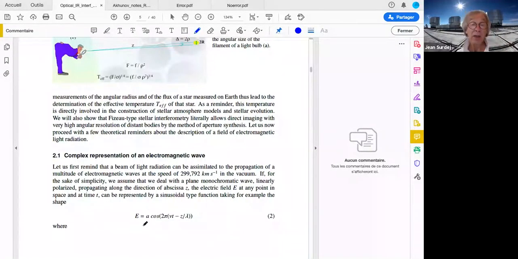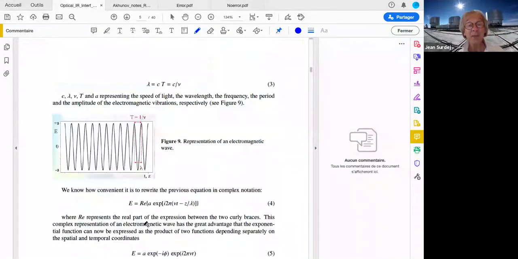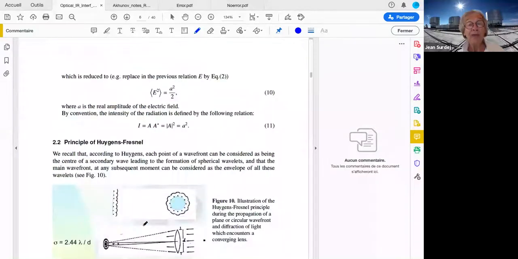In this first lesson, when you visualize it, you will see that we represent the wave with a certain function. Then we tackle the Huygens-Fresnel principle to understand how an image at the focal plane of a telescope or of an interferometer gets formed. But this is just intuitive.